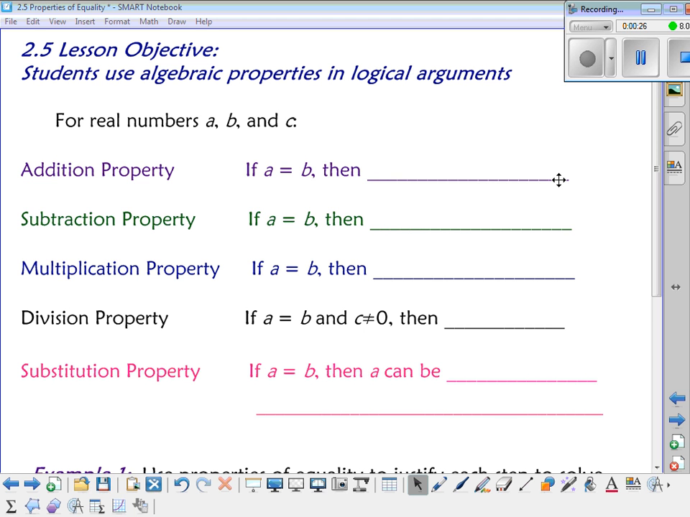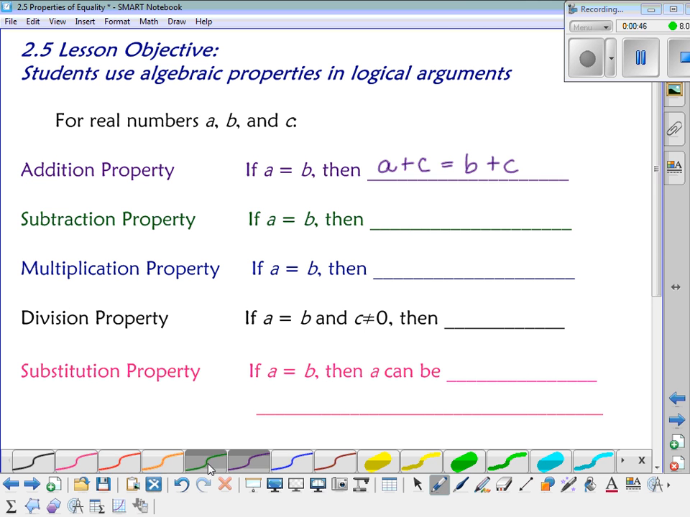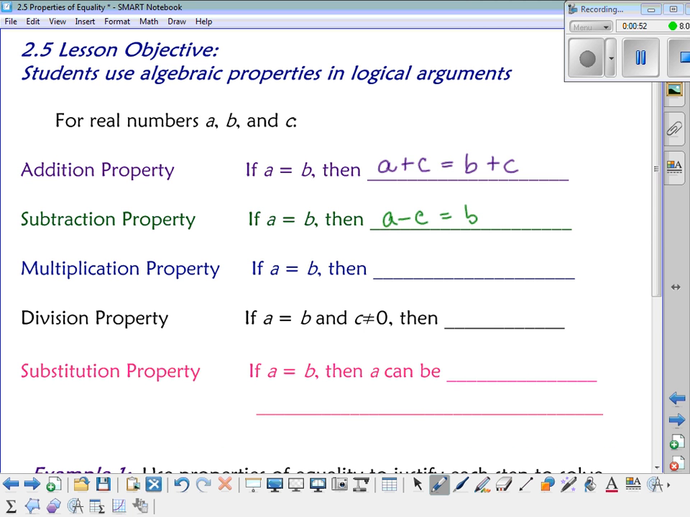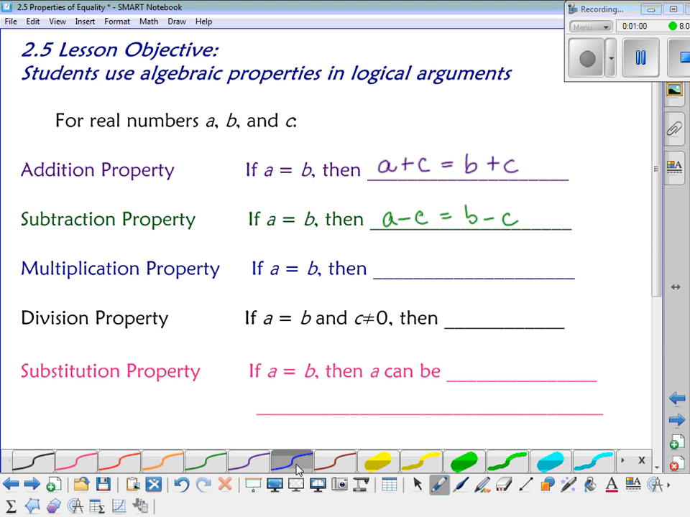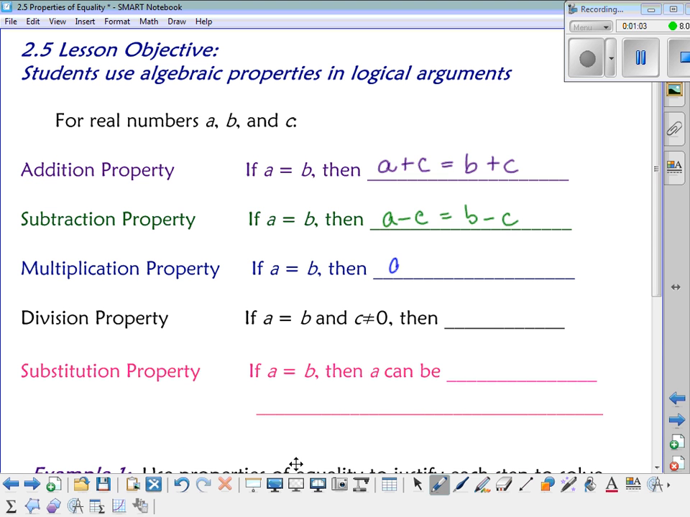So the first one, for real numbers a, b, and c, we have the addition property. If a is equal to b, then I know if I add the same thing to both sides, a plus c would have to equal b plus c. It just says if you add the same thing to both sides, they're still equal to each other. And the subtraction property is almost the same thing. If a is equal to b, then a minus c is equal to b minus c. Again, as long as you subtract the same thing from both sides, they're still going to be equal to each other. The multiplication property: if a is equal to b, then a times c is equal to b times c.